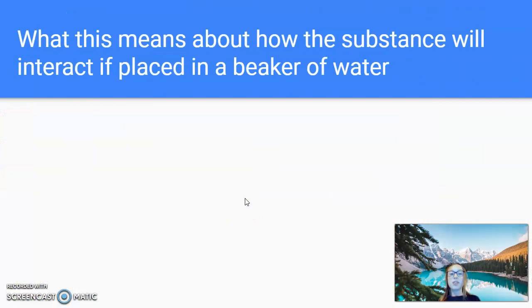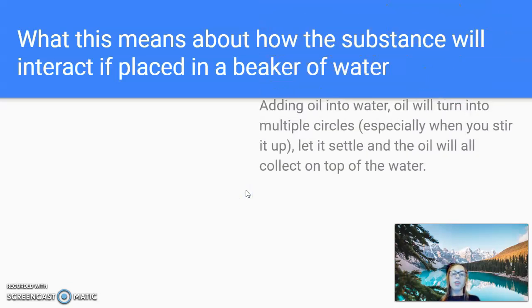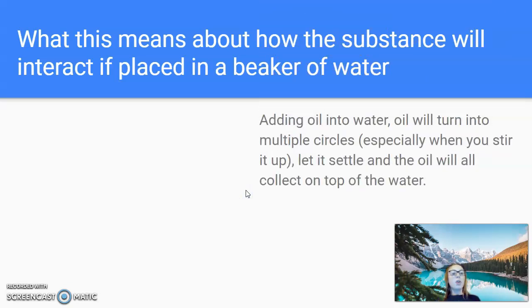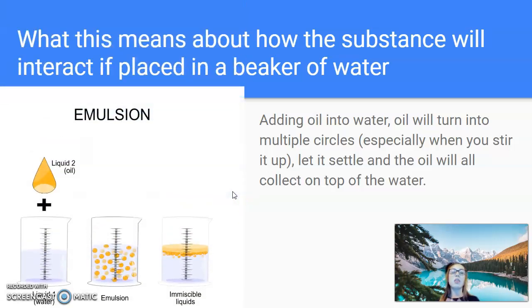And what does this mean about how the substance will interact if placed in a beaker of water, again, but for hydrophobic? Adding oil into water, the oil will turn into multiple circles, especially when you stir it up. When you let it settle, the oil will all collect on top of the water. This is another easy experiment that you can do at home. In the picture, when you add the liquid oil into the water, those little bubbles will form. But once they settle, all those bubbles will start to collect at the top of the water since they are hydrophobic. And that is it.